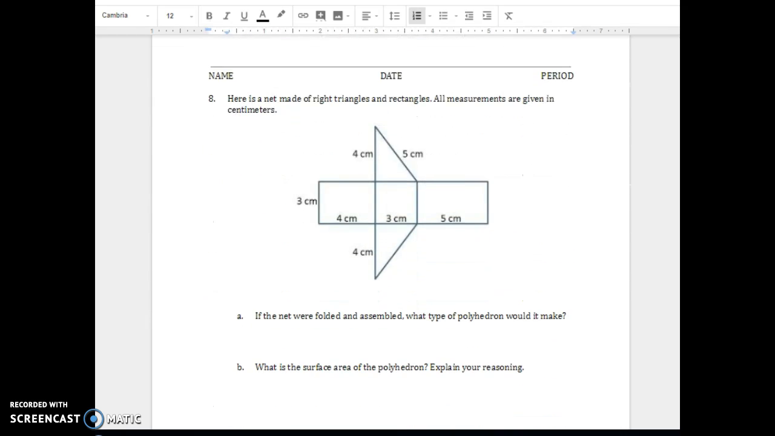Question 8. Here is a net made of right triangles and rectangles. All measurements are given in centimeters. A. If the net were folded and assembled, what type of polyhedron would it make? B. What is the surface area of the polyhedron? Explain your reasoning.